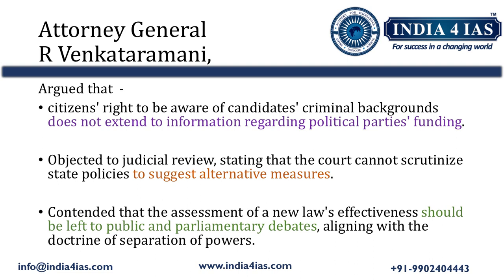The Attorney General argued in the Supreme Court that citizens have the right to know about candidates' criminal backgrounds, but they do not have any right to information regarding political parties' funding. He also objected to the judicial review power of the Supreme Court, saying that the court cannot scrutinize state policies and should not suggest alternative measures to the existing policy initiative of the government. Friends, can you mention the constitutional provisions and articles which talk directly or indirectly about the judicial review power of the Supreme Court?